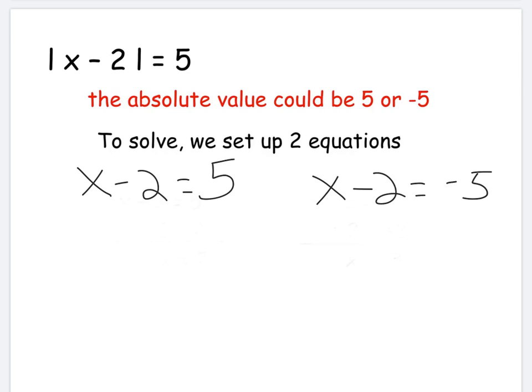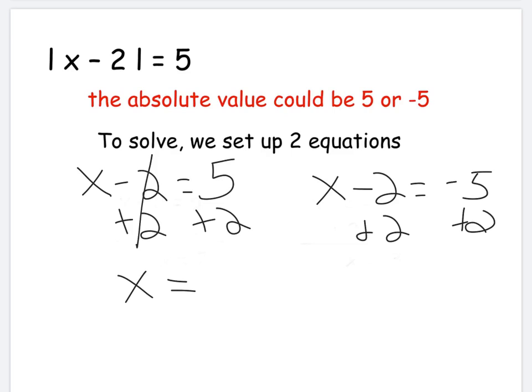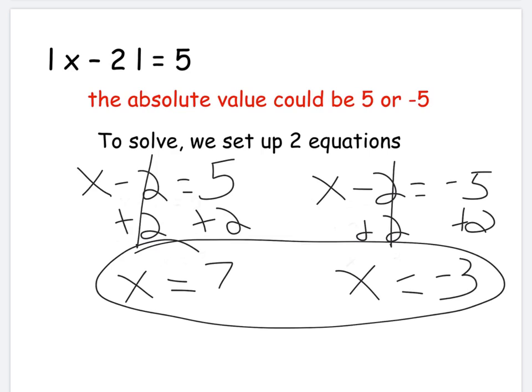So I have the first equation, x minus 2 equals 5, and the second equation, x minus 2 equals negative 5. To solve both equations, we would add 2 to both sides of the equation. Minus 2 plus 2 is 0, so they cancel each other out. I'm left with x. And then 5 plus 2 is 7. Again, minus 2 plus 2 cancel each other out. I'm left with x. And negative 5 plus 2 is negative 3. So our solutions to this absolute value equation is that x is equal to 7 or x is equal to negative 3.